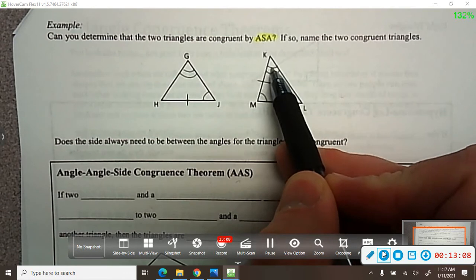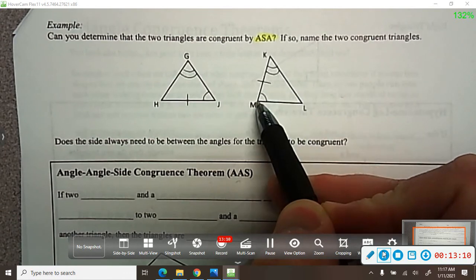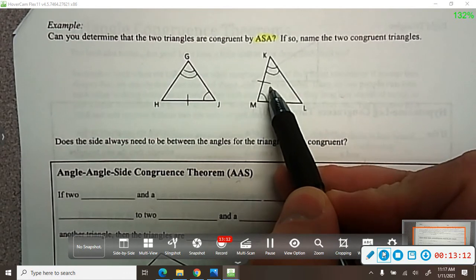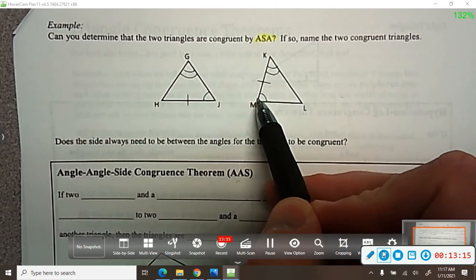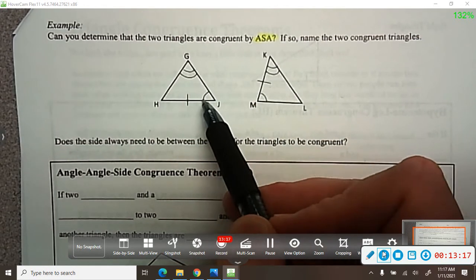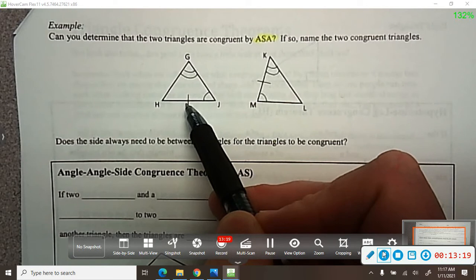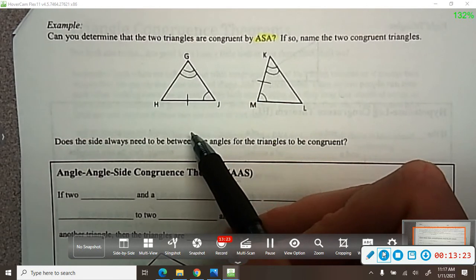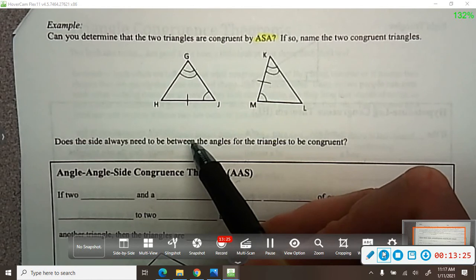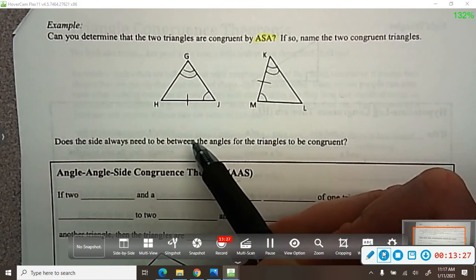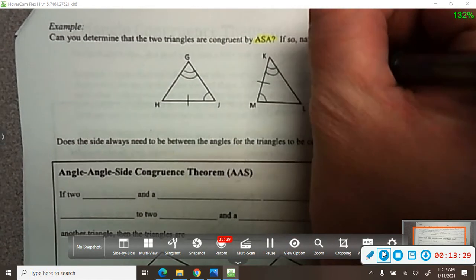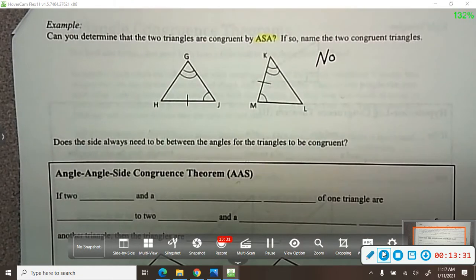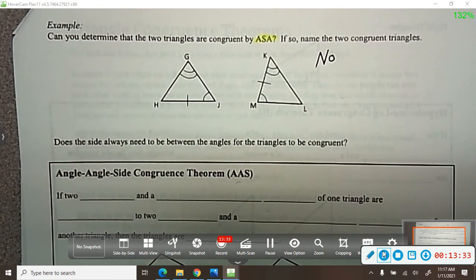Here we have angle and an angle with the side included, so this one would be ASA, but here we have angle, angle, and the side isn't included, so we cannot prove that they're congruent. They might be congruent, we don't know, but we don't have enough information to prove, so I would say no. So the question is, does the side always have to be between the angles?